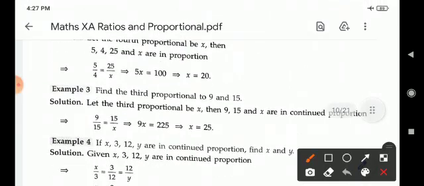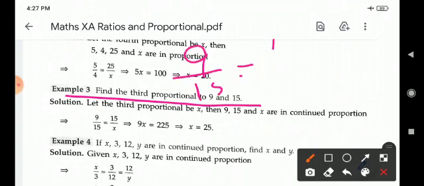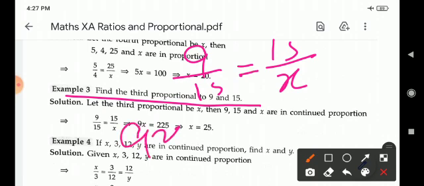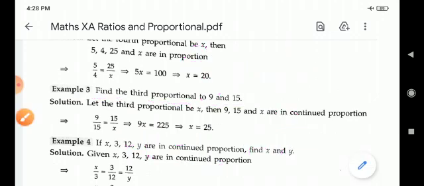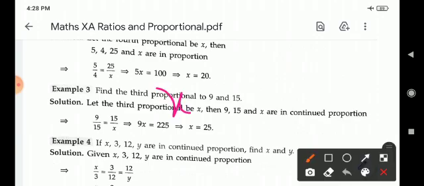Find the third proportional to 9 and 15. The 9 upon 15 equal to 15 upon x. On cross multiplying, 9x equal to 15 square, x equal to 15 into 15 upon 9, that is x equal to 25.